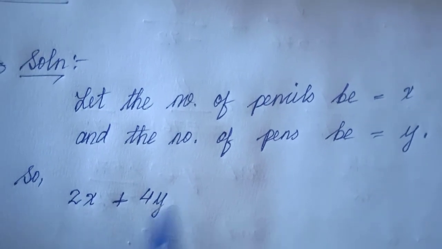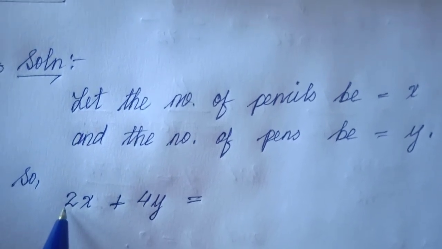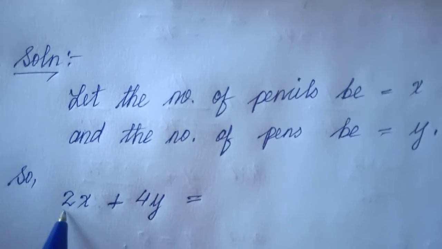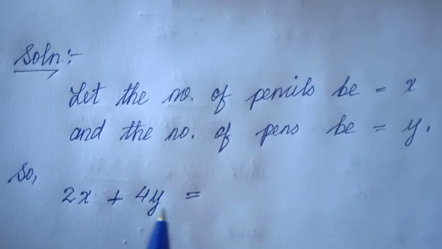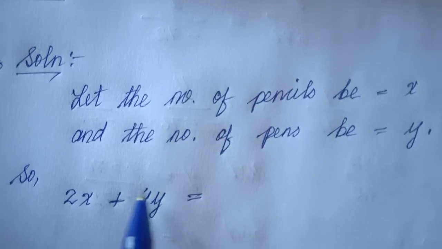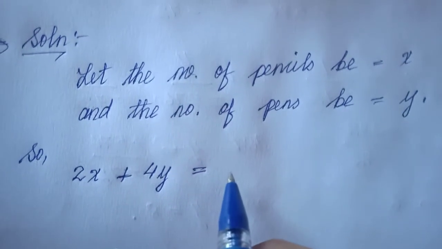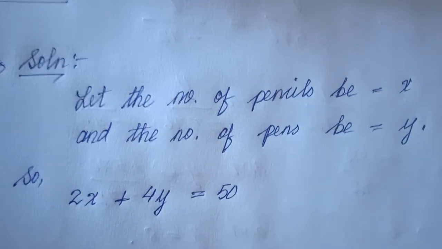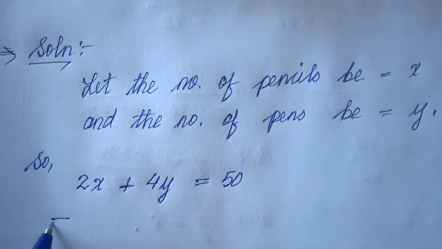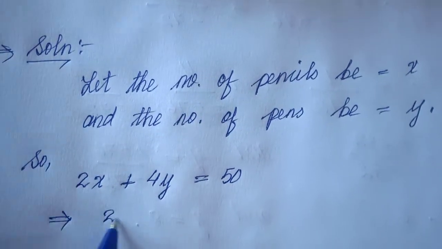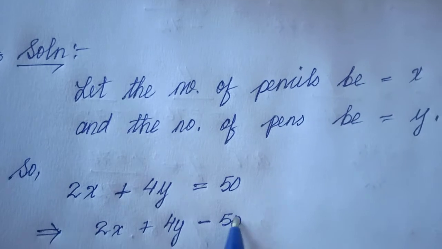Okay, if we have to multiply this, the total cost of pencils is 2 times x, and the total cost of pens is 4 times y. The total money spent is 50. So we can write 2x plus 4y minus 50 is equal to 0.